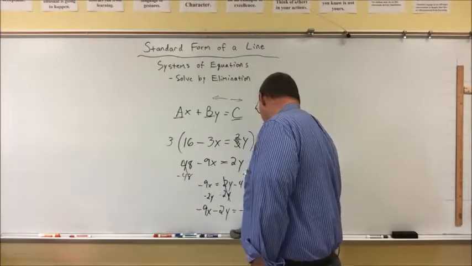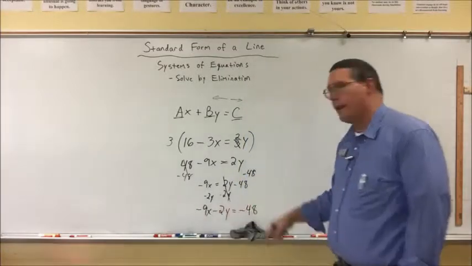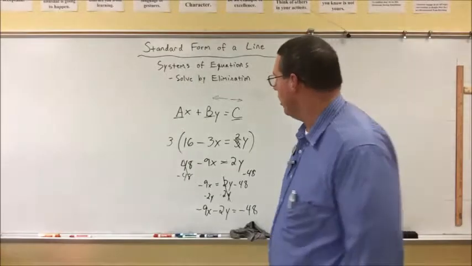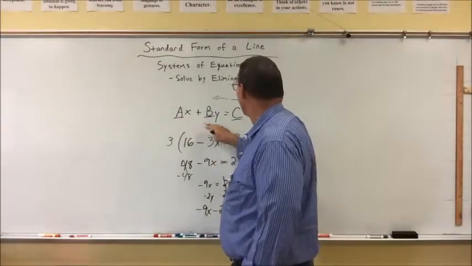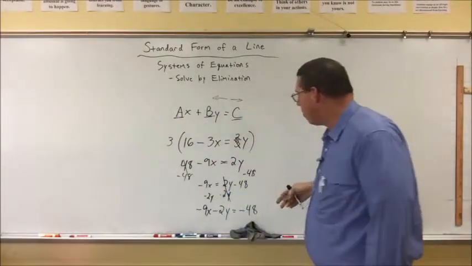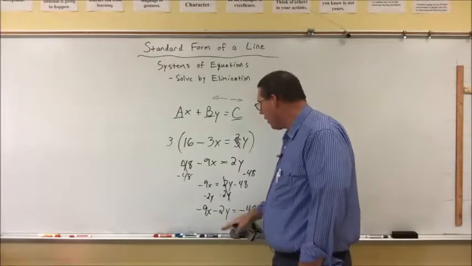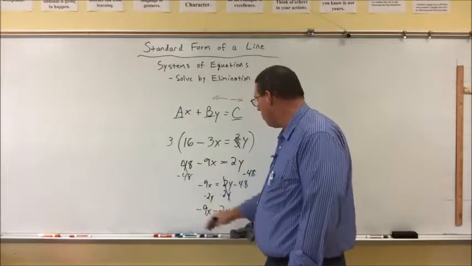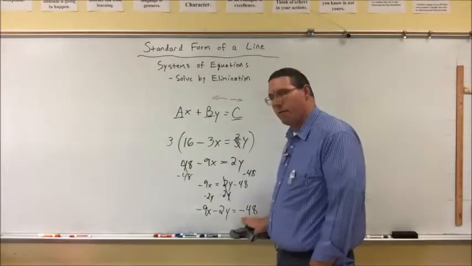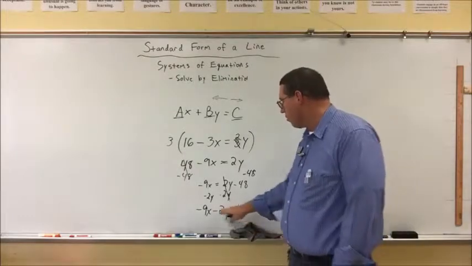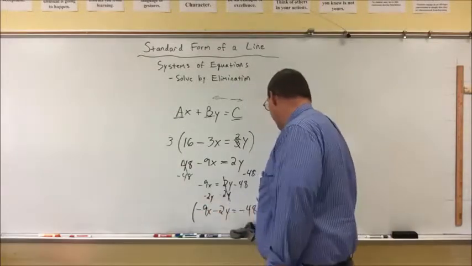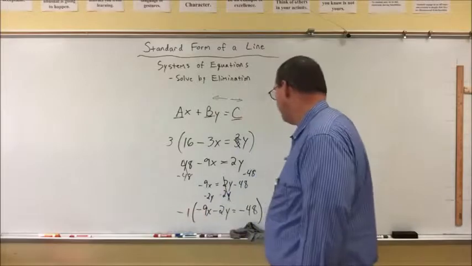Now here's the weird thing. Look at this. We got a lot of negatives in here. Now usually with this standard form of a line, we would prefer to not start off with a negative, or the other option is not have a negative over here on the right side. So here's what I'm going to do. I'm going to actually multiply through by negative 1.